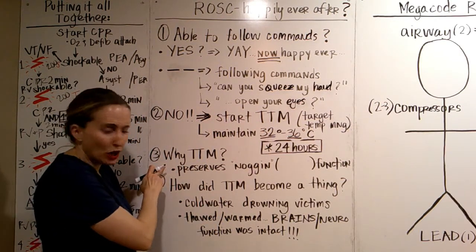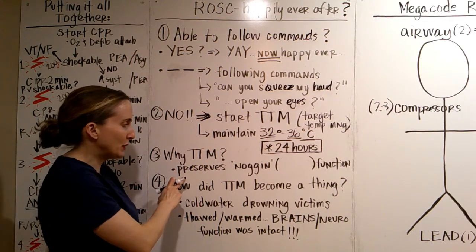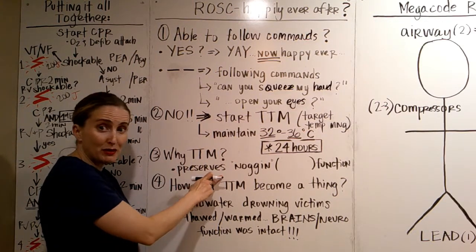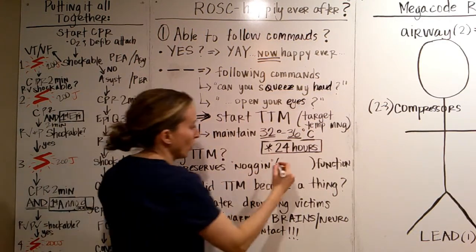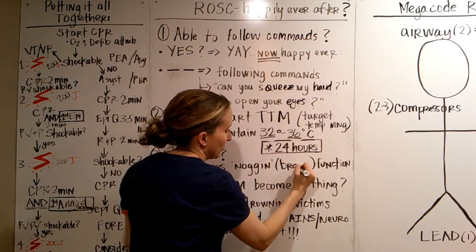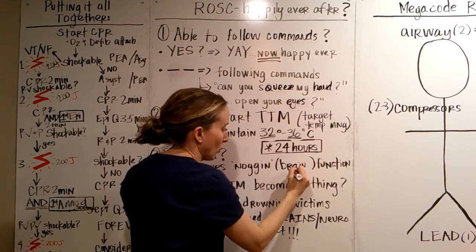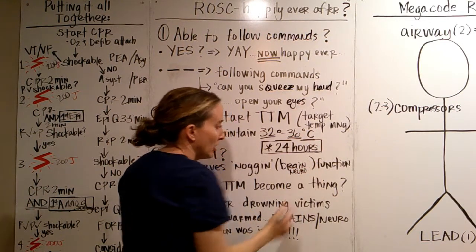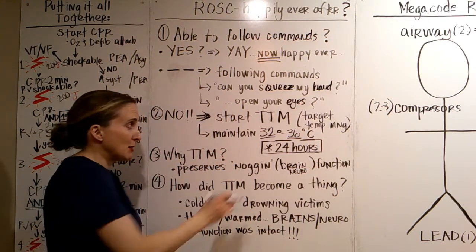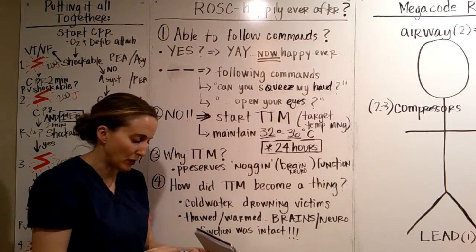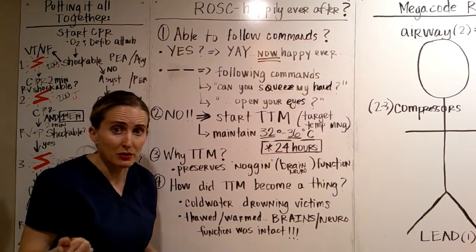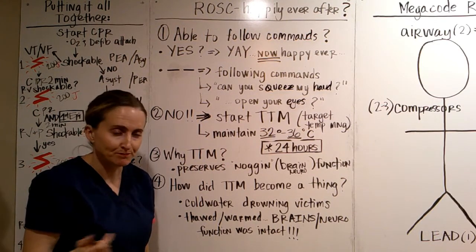Why do we do target temperature management? Well, because it's been found to preserve our noggin, or the technical term, right, our brain or neuro. It preserves neurofunctioning to keep the body between 32 to 36 degrees, because if you think about it, you lower the metabolism, you lower their demand for oxygen.